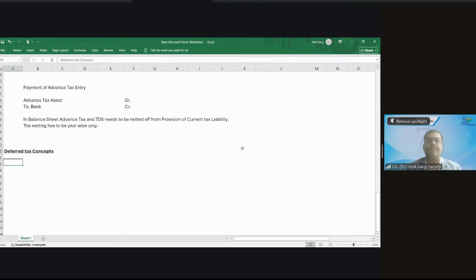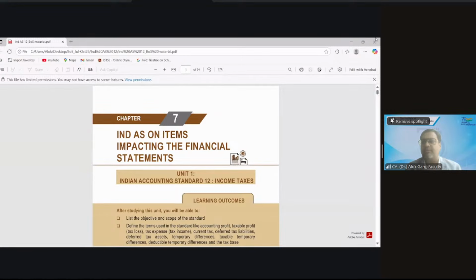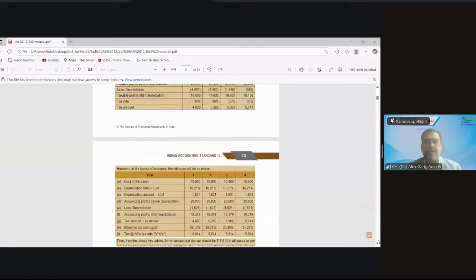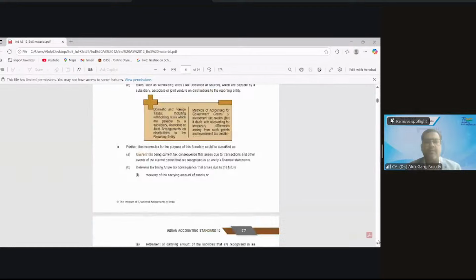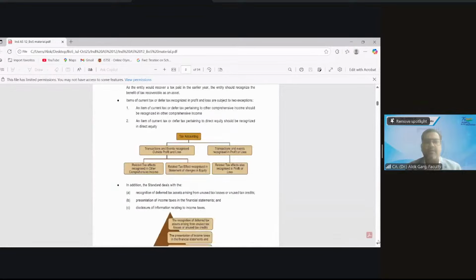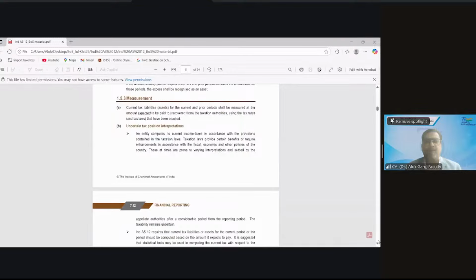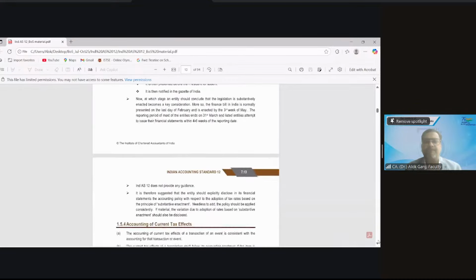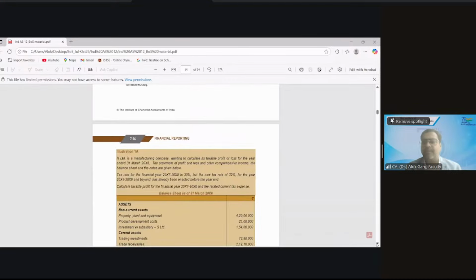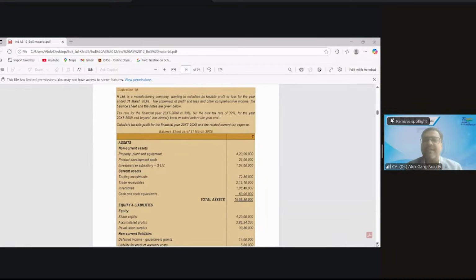Friends, I would suggest you, let me open your Index 12 BOS material. I hope the BOS material is visible to all of you. Yes, visible. So, illustration number 1A they have given.